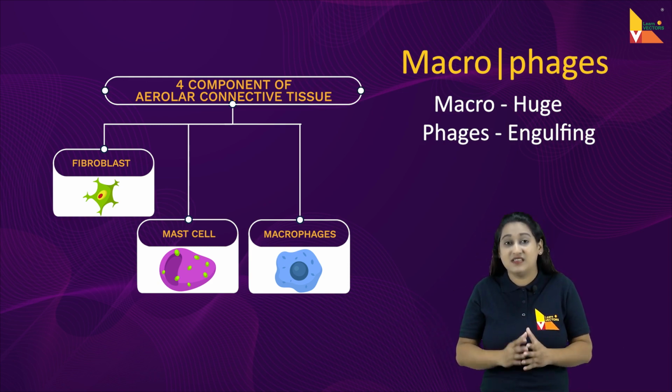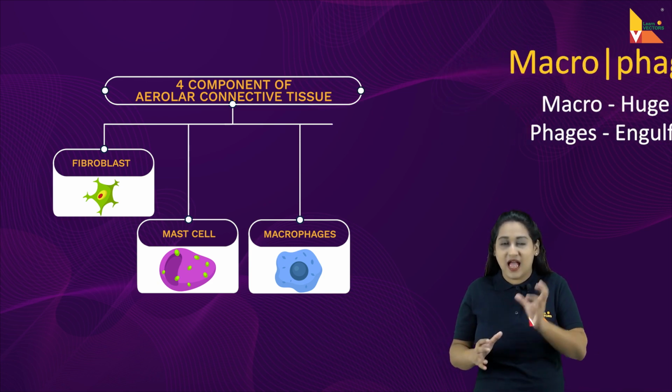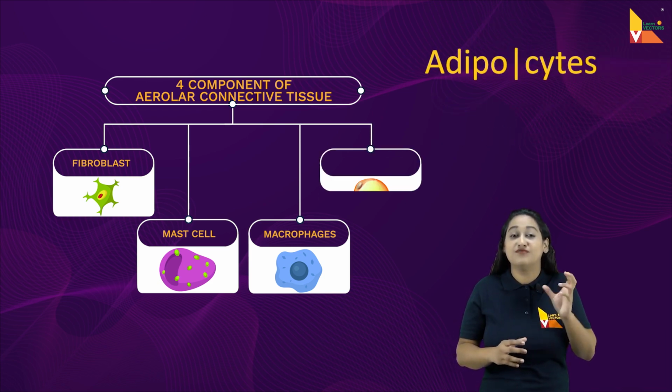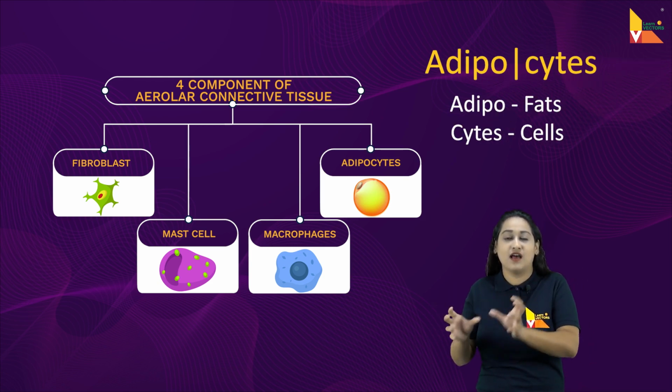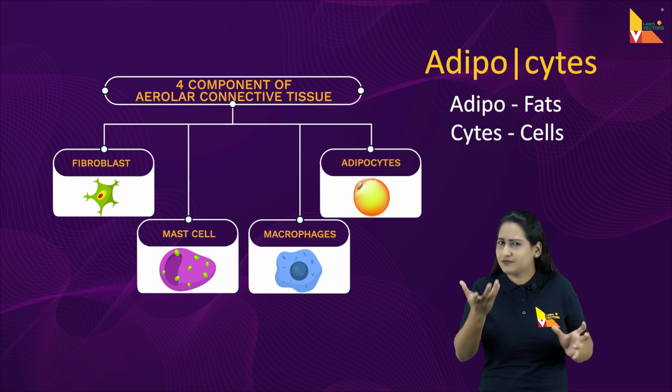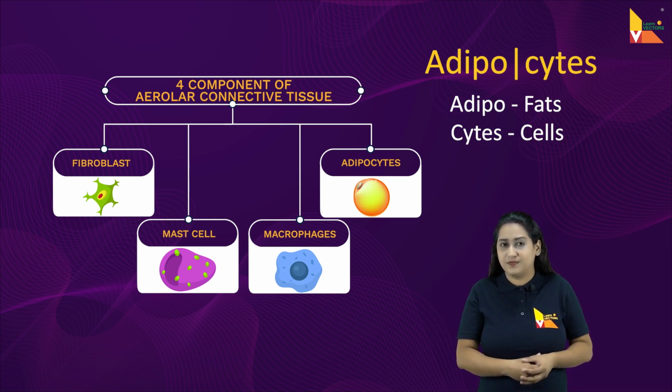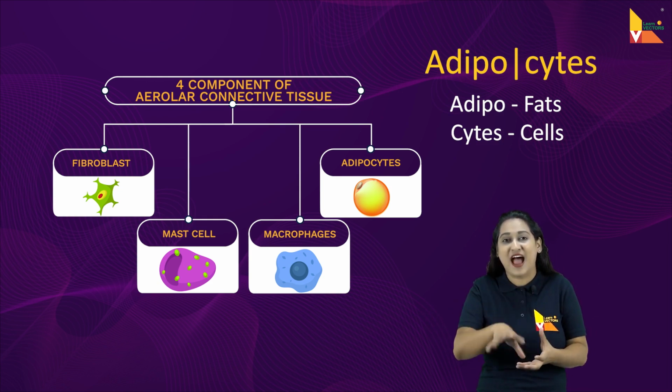The last one in this is adipocytes. Adipose means fats, cytes means cells. Adipocytes are fat cells. What is the function of these cells? They will be storing fats.